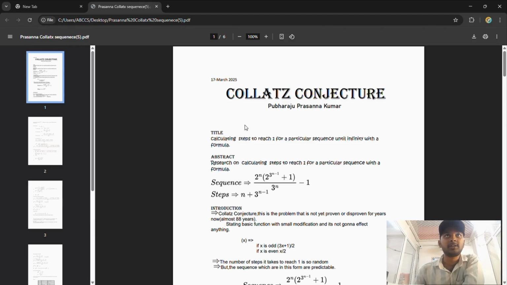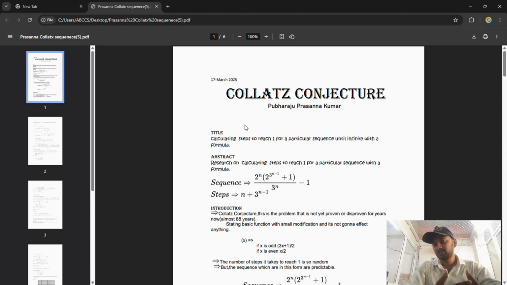I am Prasanna Kumar, and I want to showcase something to you. I found out something in the Collatz conjecture. You all know about the Collatz conjecture. It is a process of calculations on a particular number before it reaches one.